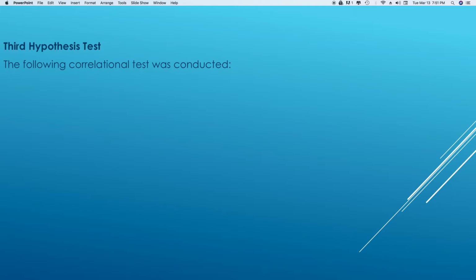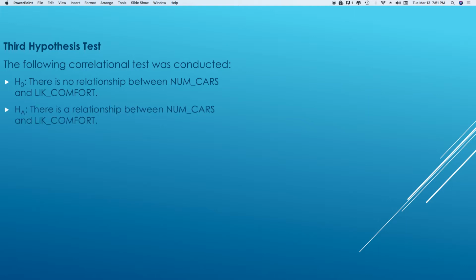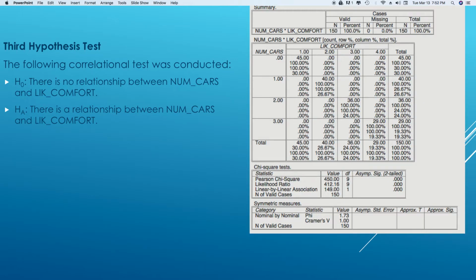Once again, the following correlational test was conducted. The null hypothesis would state that there is no relationship between the number of cars and Likert comfort. The alternative states that there is a relationship between the number of cars and Likert comfort. And finally, we have here on our PSPP output that we can see a significant relationship between the two variables.